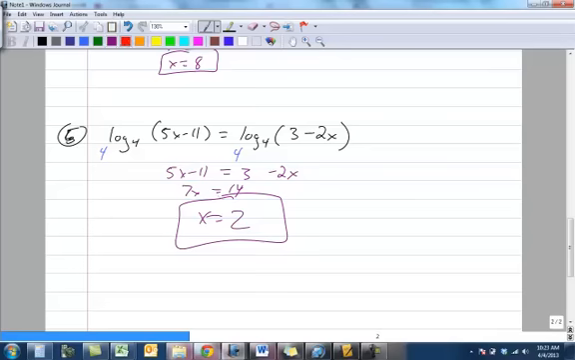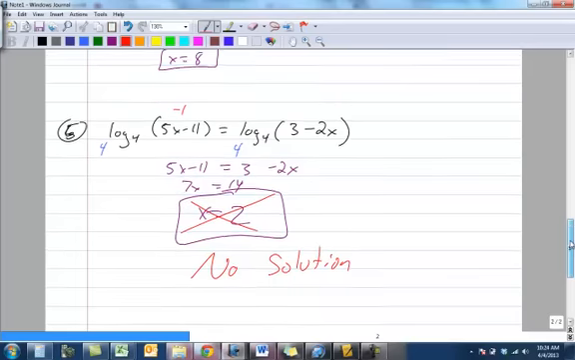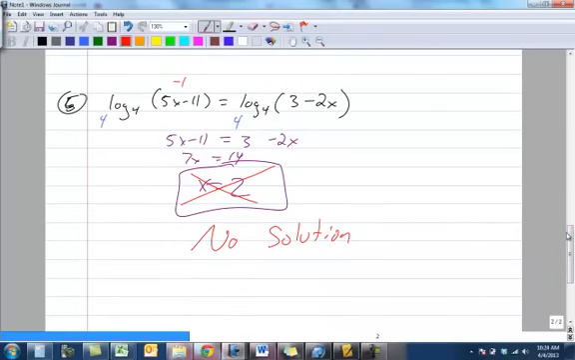Well, let's check our answer. We plug this in. You get 5 times 2 is 10, minus 11 is negative 1. Log base 4 of negative 1 can't happen. If you get a negative, it can't work. So this is no solution. So with logs, you solve it just like we always do, but you've got to make sure to go back and check it. If you plug it in and what's inside a log's parentheses is negative, it can't work. Otherwise, it works just fine.